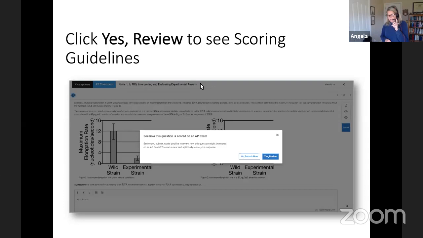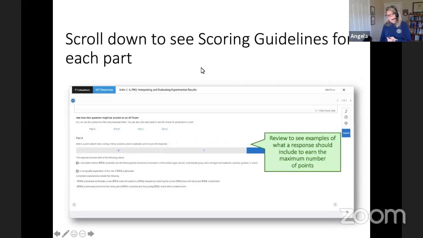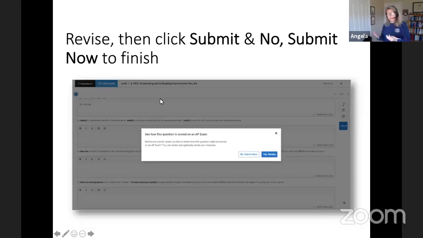But then here's the good part. It's going to say, before you submit, do you want to look at the rubric? You want to click yes. Then compare your answer to the rubric so you know where the points are allocated. So once you click on yes, I want to review, then it's going to show you this. So scroll down to see the rubric for each point, and you'll want to click part A, part B, part C, part D separately. Compare your answers.